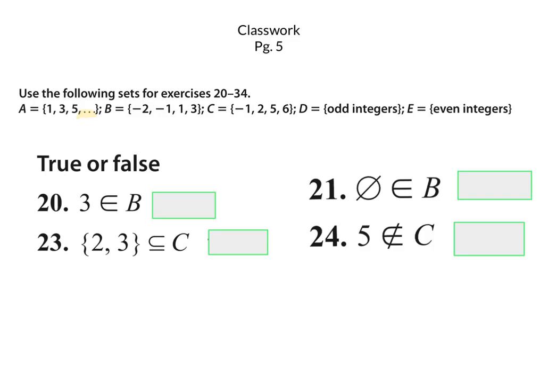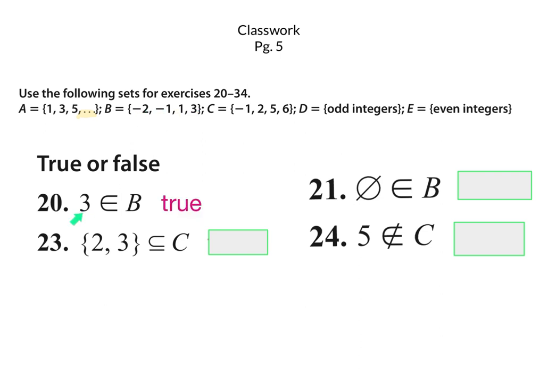All right, I want you to try. So for this one, the first question is, 3 is what? What does that notation mean? An element. Subset doesn't have the line, right? So it is element. 3 is an element of B. Is that true or false? That is true. Let's look at B: -2, -1, 1, and 3.